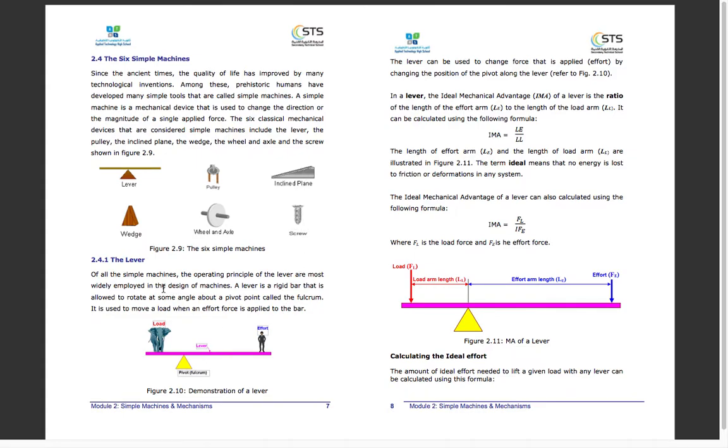So in a lever, what do you have? You have a fulcrum, also called the pivot. One side is the load, the other side is the effort. The distance between the fulcrum and the load is called the load length, LL, or load arm length. The distance between the fulcrum and the effort is called effort arm length or effort length.